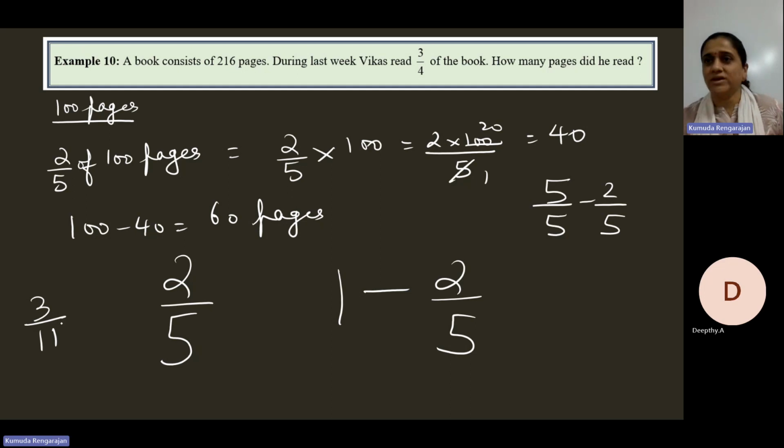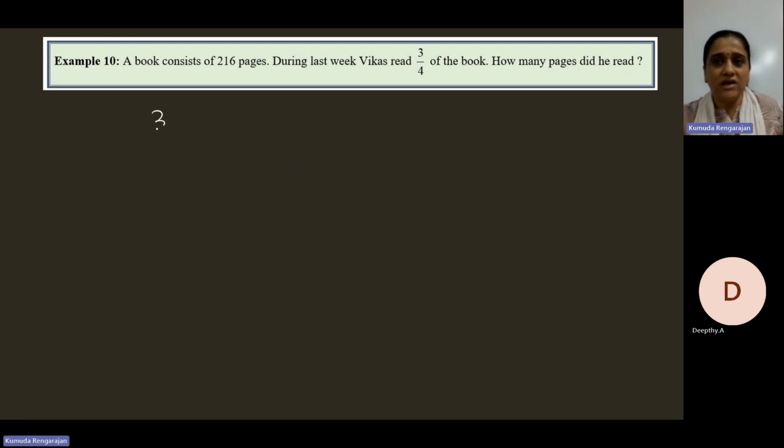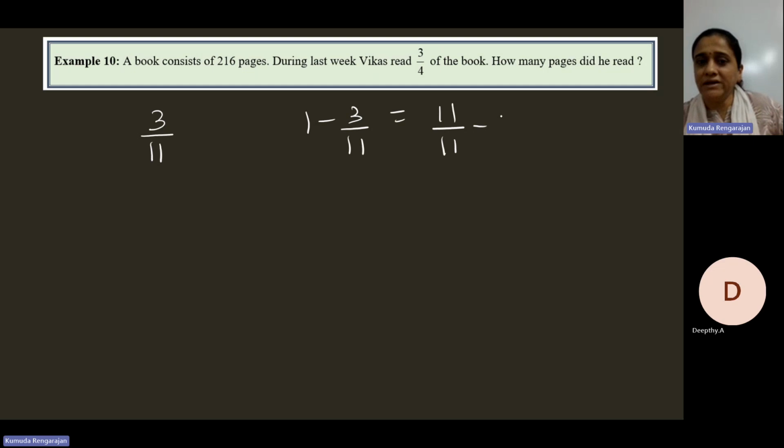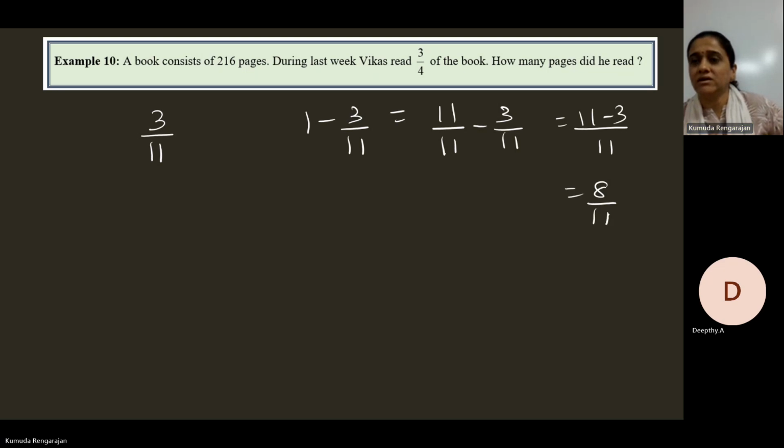Eight by 11. Very good. 8 by 11. Okay, so if you've read 3/11 of a book, that means you have not read 1 minus 3 by 11. And what is 1? 11 by 11 minus 3 by 11. And 11 minus 3 by 11 is 8 by 11.